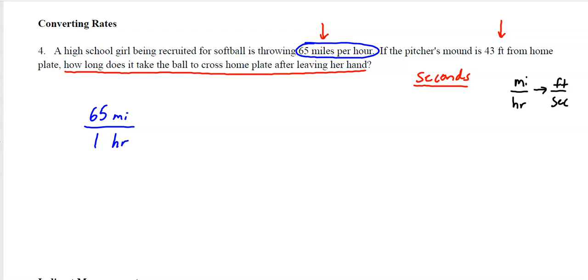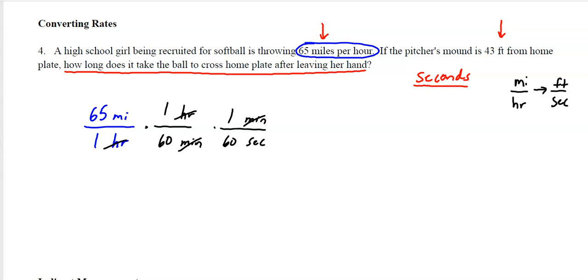So for instance, let's go after the time part first. 1 hour, I want to get rid of hours. So what I'm going to do is I'm going to put hours on top, and I got to think of a conversion. Well, I know that 1 hour is 60 minutes. All right, so right now I've gotten rid of hours. I have hours on top, hours on bottom. Well, now I want to get rid of minutes. So I know that 1 minute is 60 seconds. So now I can get rid of minutes.